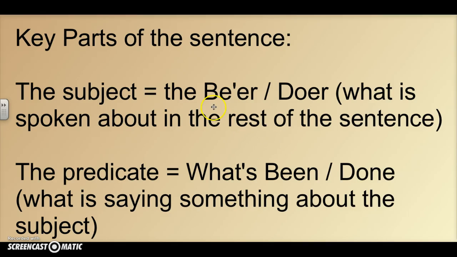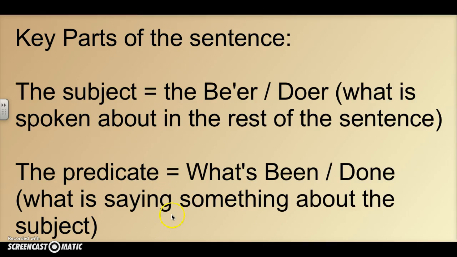The subject is the "be-er" or the doer in the sentence. So it's what the rest of the sentence is about. It's what's completing the action or the state of being. The predicate is everything except for the subject. The complete predicate would be the verb and anything after it.